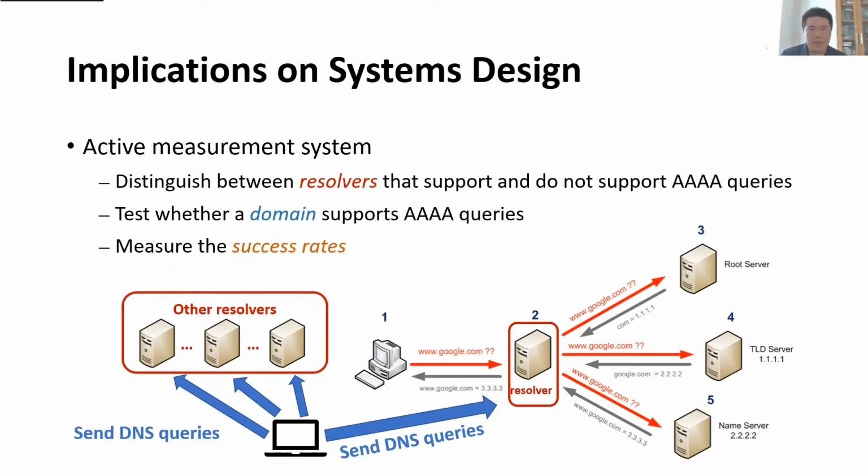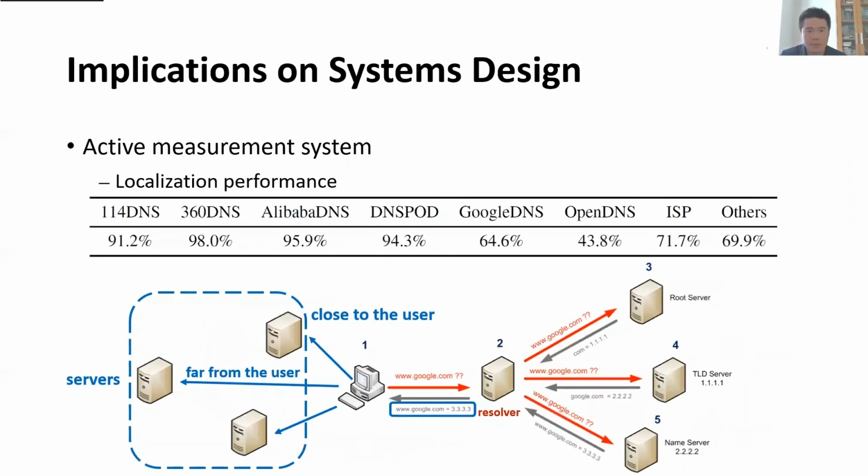We can also test whether a domain supports quality queries by sending requests of this domain to resolvers that are classified as supporting quality queries. Considering the differences between resolvers, we could measure the success rates of domains by sending queries to different resolvers and use the result to help choose the better resolvers. In addition, we could compare different resolvers from the perspective of localization, where we could check whether the resolver directs users to remote servers. This additional function is motivated by our observation presented in this table.